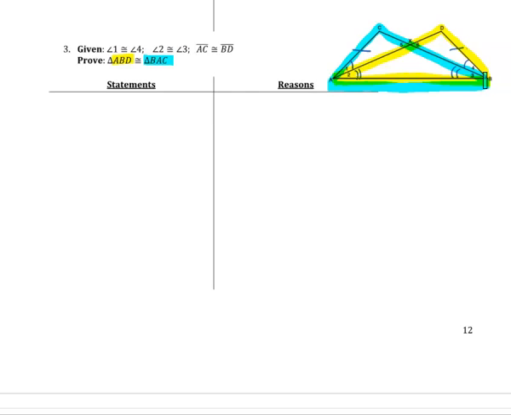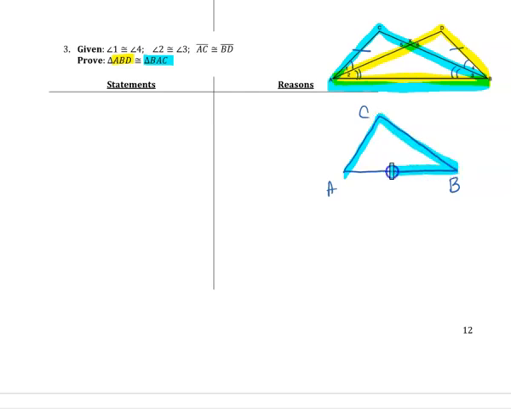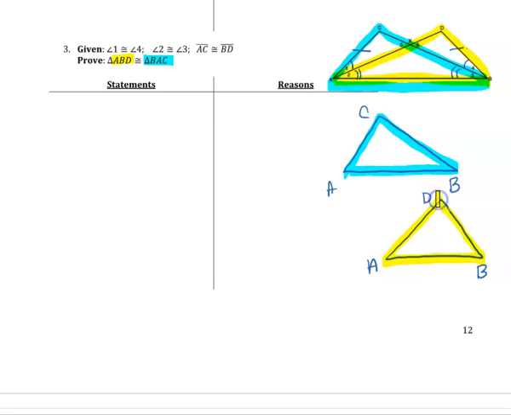Okay, so first thing I'm noticing is that these are overlapping, so I'm going to take a moment to pull these figures apart. So that means I'll have this be ACB. That's the one I just went over in this blue color. And then this will be my other one in yellow. Okay, always pull apart overlapping triangles because it helps you see things better.